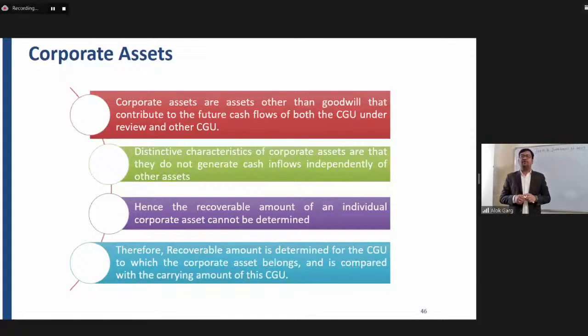First of all, you need to allocate the value of the corporate asset to the cash generating unit on a reasonable basis. Then you need to compare the revised carrying value of the cash generating unit, including the corporate asset, with the recoverable amount of the CGU. After that, if there is any impairment loss, you need to charge it to the corporate asset and the other assets of the CGU pro rata. Sir, how does it work? Let me take you through an example.